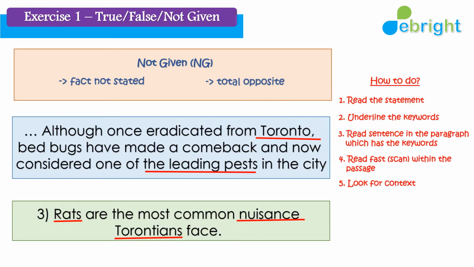Let's read the sentence. Although once eradicated from Toronto, bedbugs have made a comeback and are now considered one of the leading pests in the city. While in the statement, rats are the most common nuisance Torontonians face. Even though the word rats is almost similar to pests, they have different meanings. Is there any word of rats in the passage you read over there? No. So, if there are no rats in the passage, statement number 3 is not given.